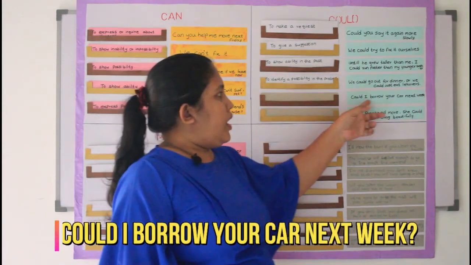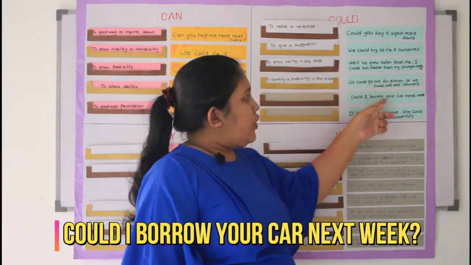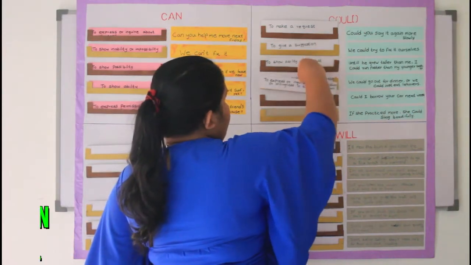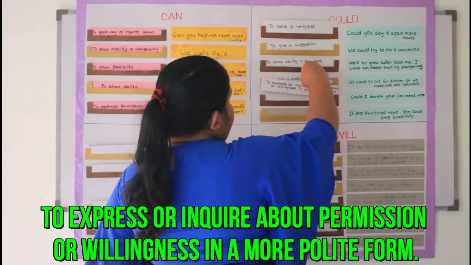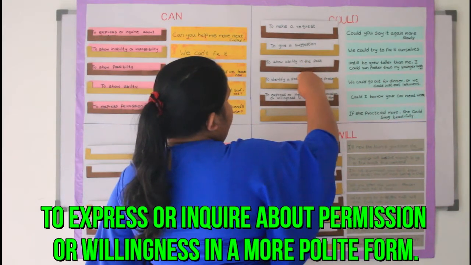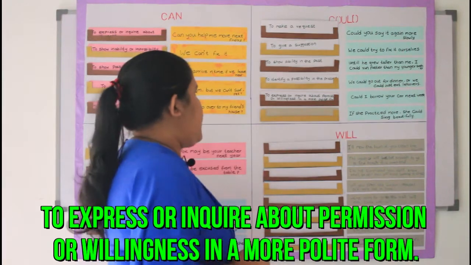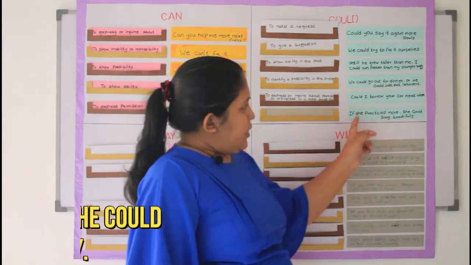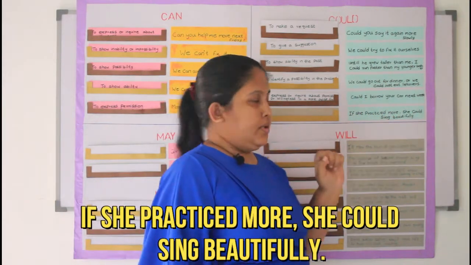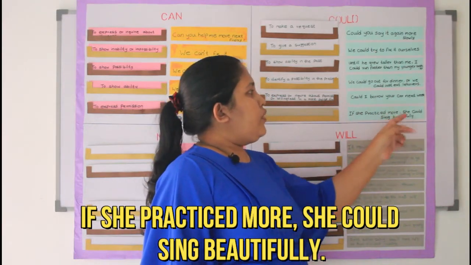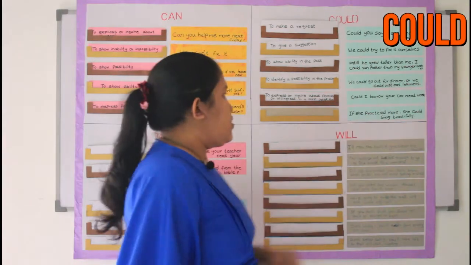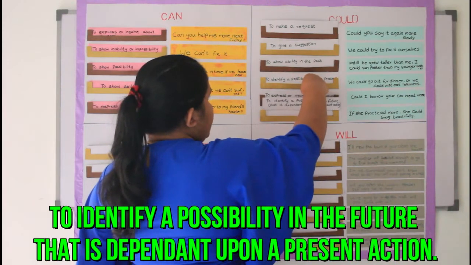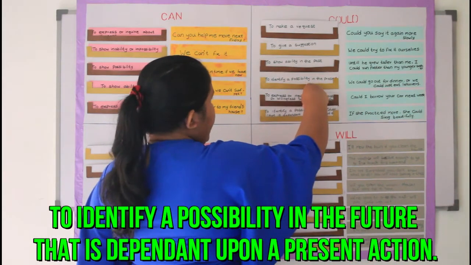Next one. Could I borrow your car next week? Here the modal verb could is used to express or inquire about permission or willingness in a more polite form. Next one. If she practiced more, she could sing beautifully. Here, the modal verb could is used to identify a possibility in the future that is dependent upon the present action.